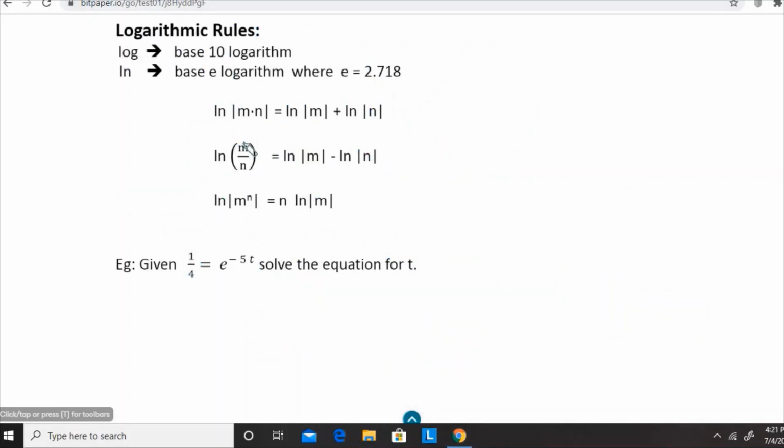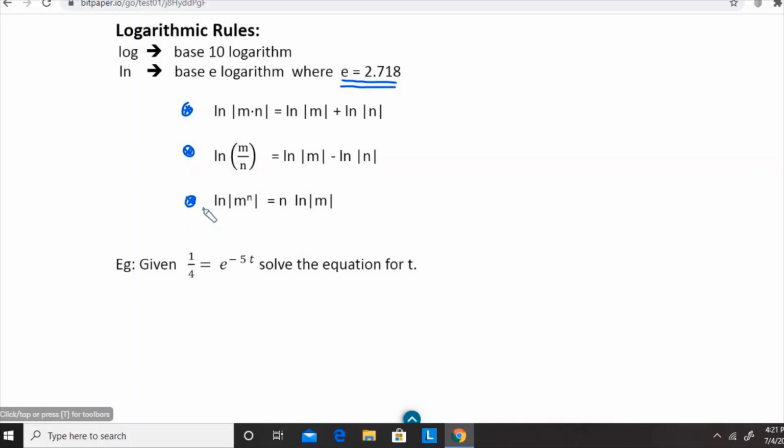In this part, we are going to look at logarithmic rules and logarithmic functions. There are two forms of logarithmic functions, the base 10 logarithms and base e logarithms. Sometimes base e logarithms are called natural logarithms, where e has a numerical value of 2.718. So these are some important rules that you need to identify.